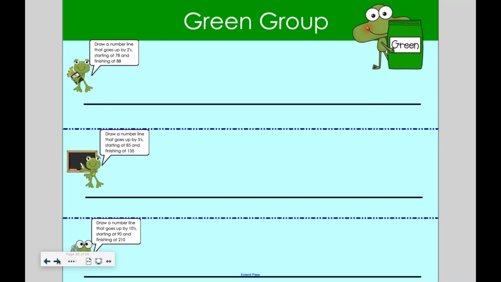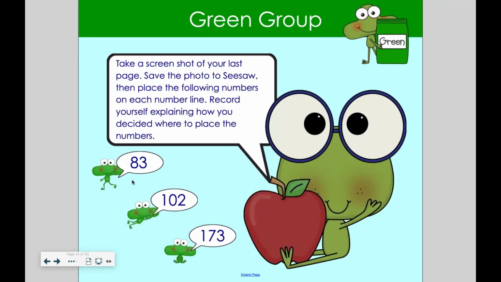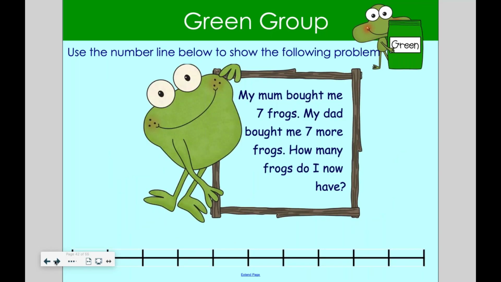The next one gives them the instructions. Okay, now you're going to go back and put in these 3 missing numbers onto those 3 number lines. Once you've done that, you're going to save it to Seesaw and record yourself explaining why you've put those numbers in those places again. So it's getting them to do a little bit of app smashing between some apps, but really explaining their thinking.